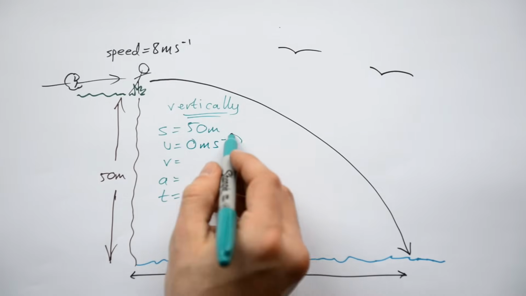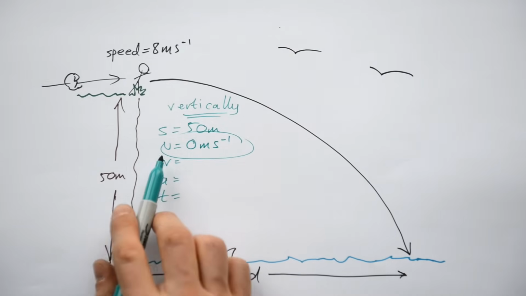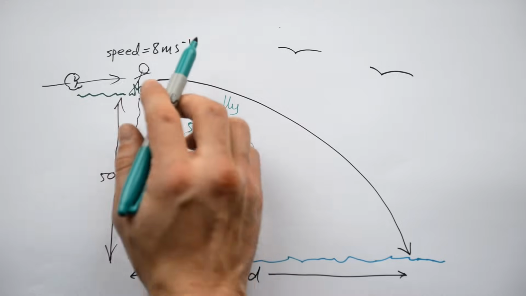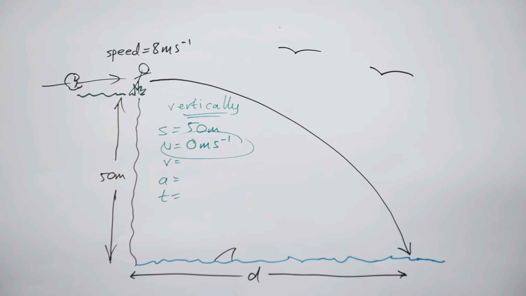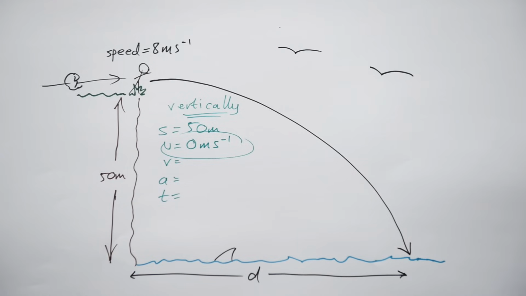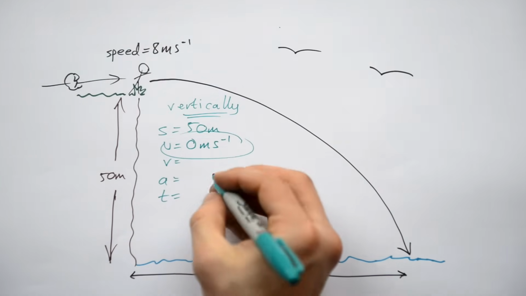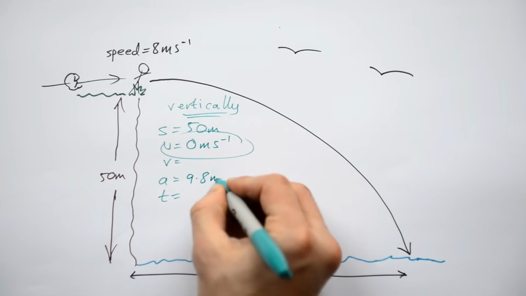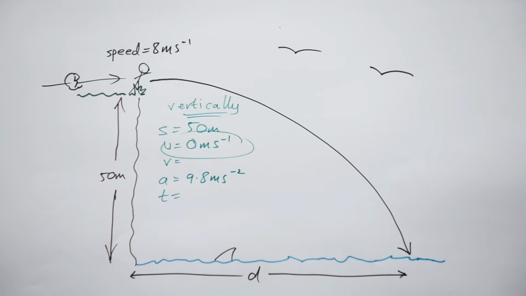This is the bit where people get confused. They get confused between initial velocity vertically and the speed at which something is traveling horizontally when it starts falling. Whenever something is going horizontally off an edge, you can always say that its initial vertical velocity is going to be 0. We don't know v, so we're going to forget about that. Acceleration, well, he's falling under gravity, so we know a is going to be 9.8 meters per second squared. We're trying to find out time. So we need to find out what time is here.